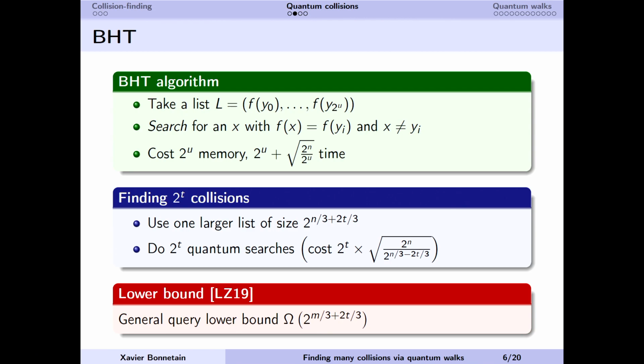And in a way that is very similar to the classical setting, there is a general query quantum lower bound that has been proposed by Liu and Zhandry in 2019, which tells us that any quantum algorithm that finds 2^t collisions must have a cost of at least 2^(m/3 + 2t/3). So this BHT algorithm and its variant actually match the lower bound when the output size is the same as the input size. And now the question is, what happens when the output is larger?